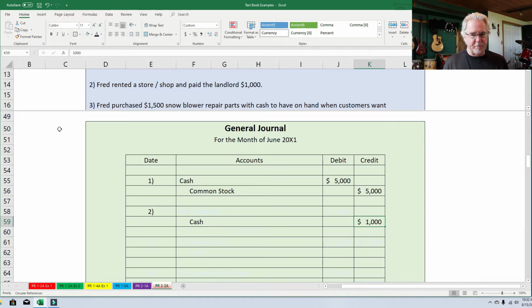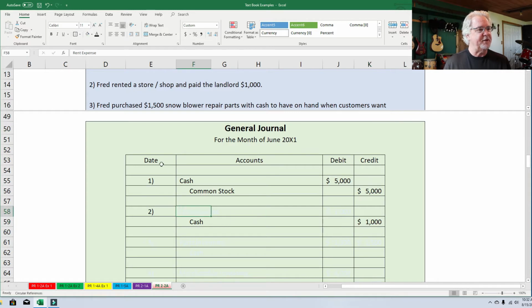There we are. So let me repeat this. When cash comes in, list it first. When cash goes out, list it second. Easy. I mean, that'll get you, oh gosh, probably 60, 70% of the way through accounting class right there.